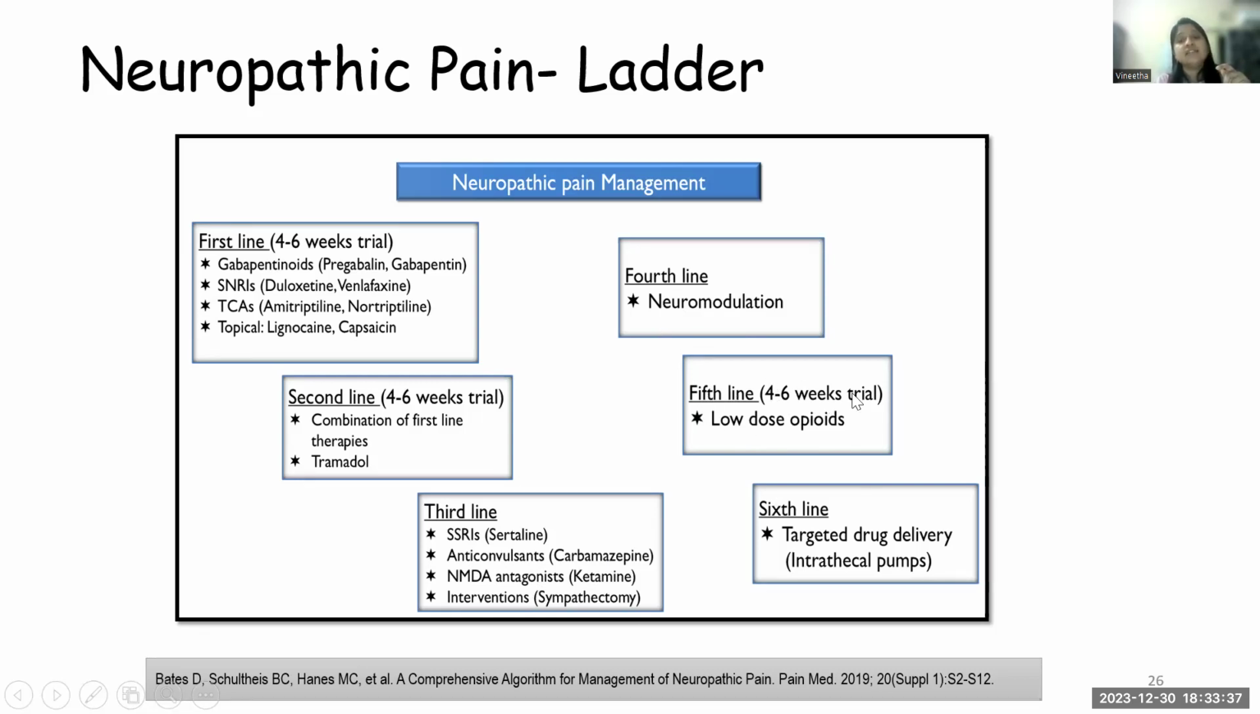So I have seen this tendency with pain physicians that a patient in severe neuropathic pain, there is a tendency to go for opioids directly. If they are not responding to the gabapentinoids, they go for fentanyl or oral morphine. So that tendency is actually wrong. The role of opioids is as a fifth line when we have tried. Of course, neuromodulation is not in our hands, or it is very less done in India. But all these three steps we can try before we try these strong opioids. Okay, and the sixth line is targeted drug delivery like intrathecal pumps.